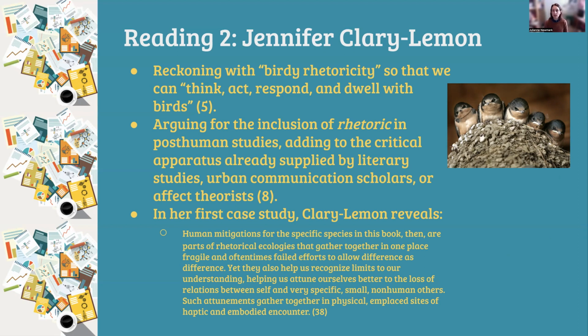So in her first case study, Clary Lemon reveals this, quote, human mitigations for the specific species in this book then are parts of the rhetorical ecologies that gather together in one place, fragile and oftentimes failed efforts to allow difference as difference. Yet they also help us recognize limits to our understanding, helping us attune ourselves better to the loss of relations between self and very specific small non-human others. Such attunements gather together in physical and place sites of haptic and embodied encounter. Please dwell on what she means by haptic embodied encounter. Look up what those terms mean and really consider them.